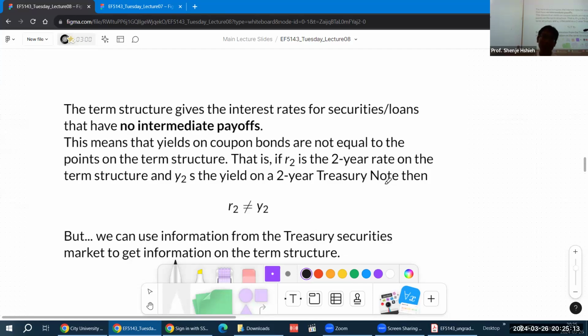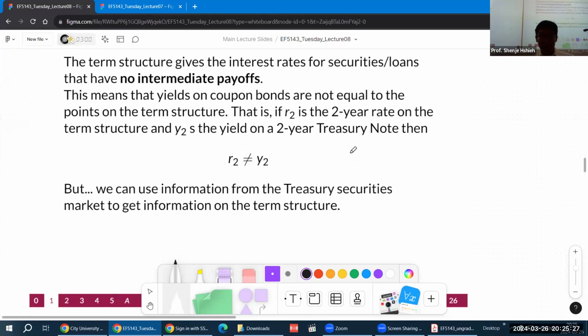Certainly for T-bills, treasury bills, because there are no coupon payments, you can directly use the yield, because the yield is precisely the term structure of interest rate. But if you have coupon payments, then you need to do some conversions. In general, if R2 is the proper interest rate for the term structure, but the 2-year note has yield Y2, obviously R2 is not going to be equal to Y2, because there's going to be a positive coupon payment.